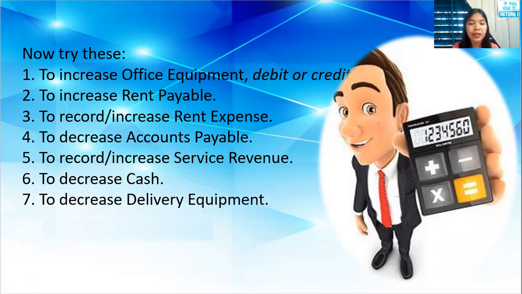Next one is to decrease delivery equipment. The normal balance of equipment is on debit side. If you are going to increase the delivery equipment, you are to debit it. But if you are going to decrease the delivery equipment, you are going to credit this one.